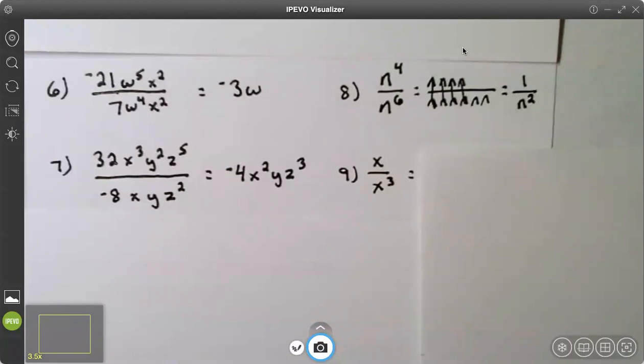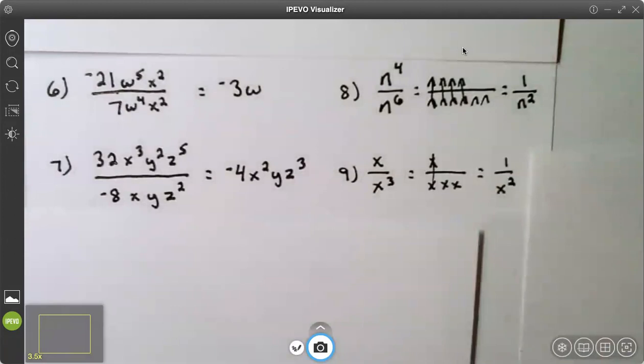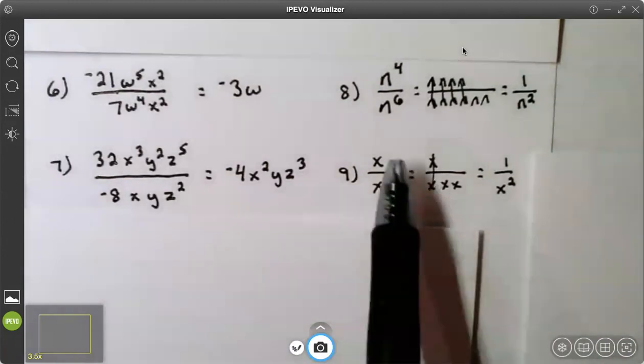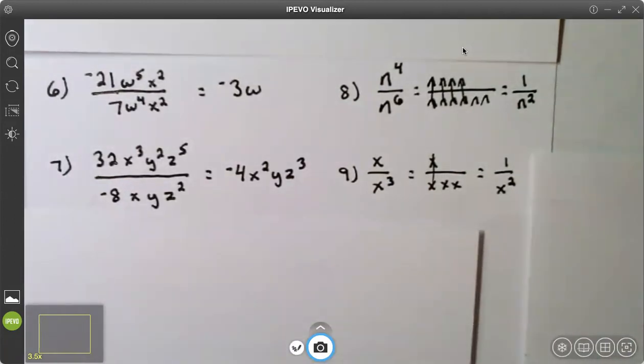Try number 9. x over x cubed. On number 9, I got 2 more on the bottom than I got on top. I have to leave my placeholder up top, 1 over x squared. Before we learn about negative exponents, that's the way you need to think of one, where your bottom has a bigger exponent than your top.